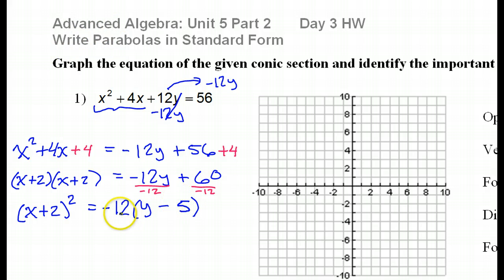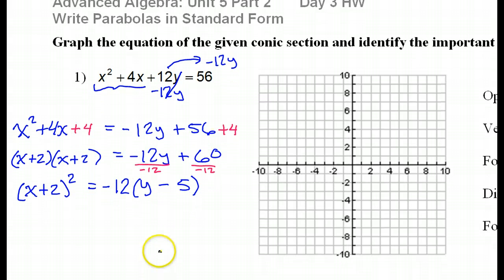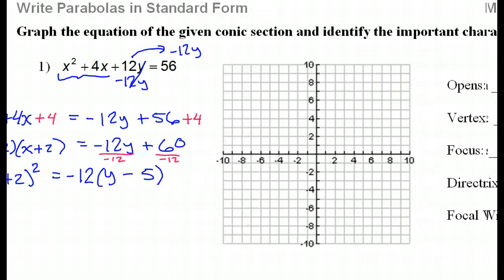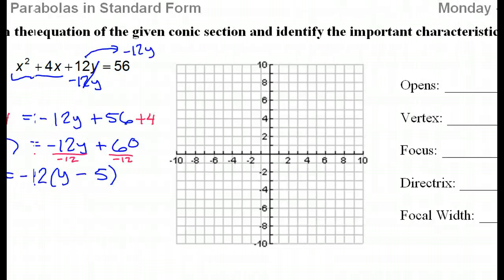Okay, and you can check it and imagine now doing the distributive property. Of course, negative 12 times y is negative 12y. And negative 12 times negative 5 is positive 60, so it checks out. So guess what? That's all there is to it. We have now rewritten this equation in standard form. The rest, now we can go on and graph it and find all this good information.